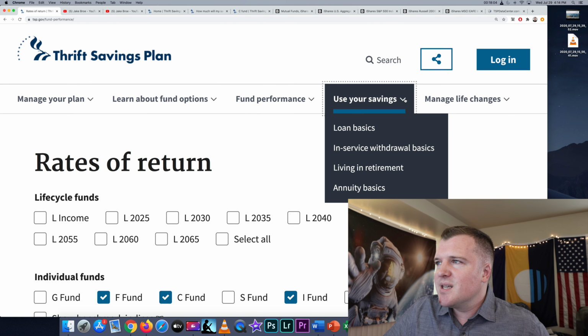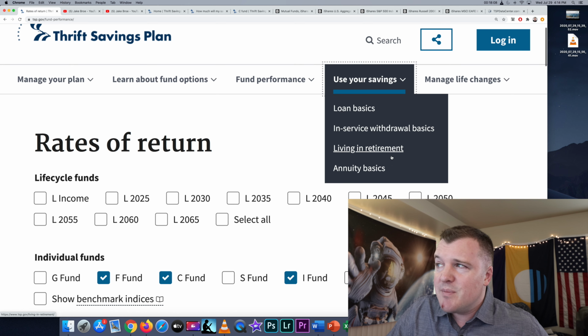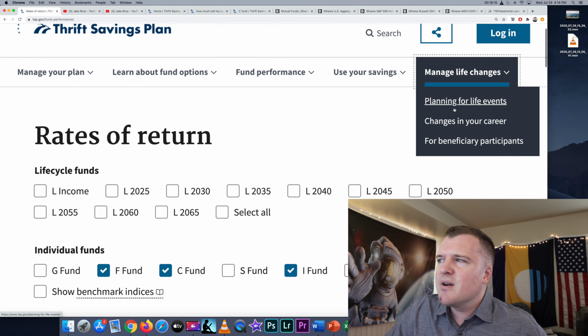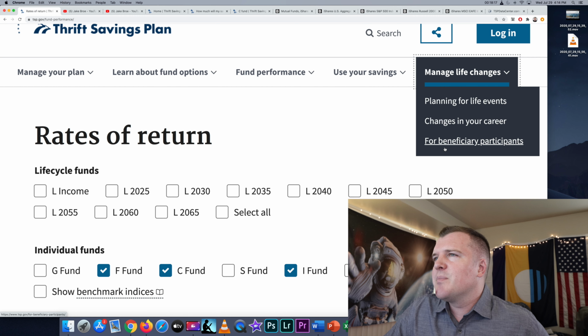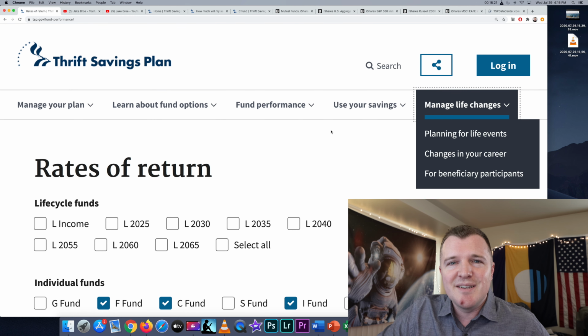Next tab at the top says Loan Basics, In-Service Withdrawal Basics, Living and Retirement, Annuity Basics, Useful Information, Managing Life Changes, Planning for Life Events, Changes in Your Career, for beneficiary participants. Okay, I'm going to log in and then we will look at my TSP account.